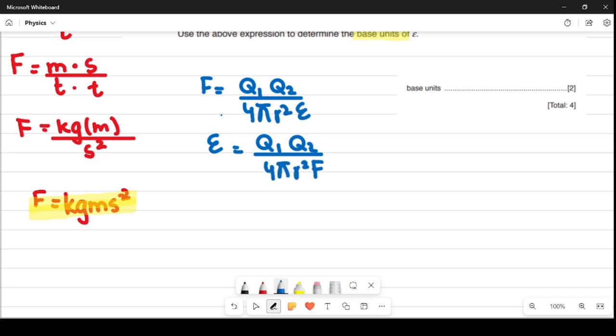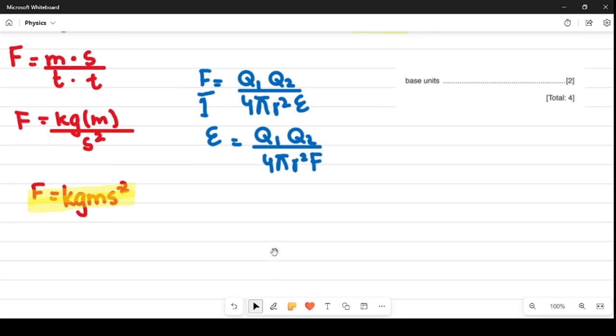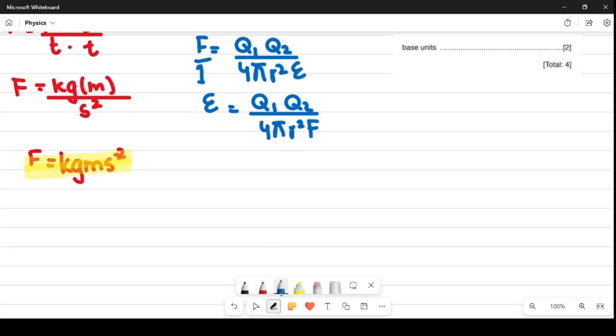So basically, I just interchanged E and F. Why? Because you have 1 over here, you cross multiply, then you have Q1 Q2 is equal to F 4 pi r square E, then you need to keep E over here and take the remaining thing below Q1, Q2. So I just ate up a step over here. You can cross multiply having 1 over here and we'll get the same answer. We basically need E as the subject. Okay.